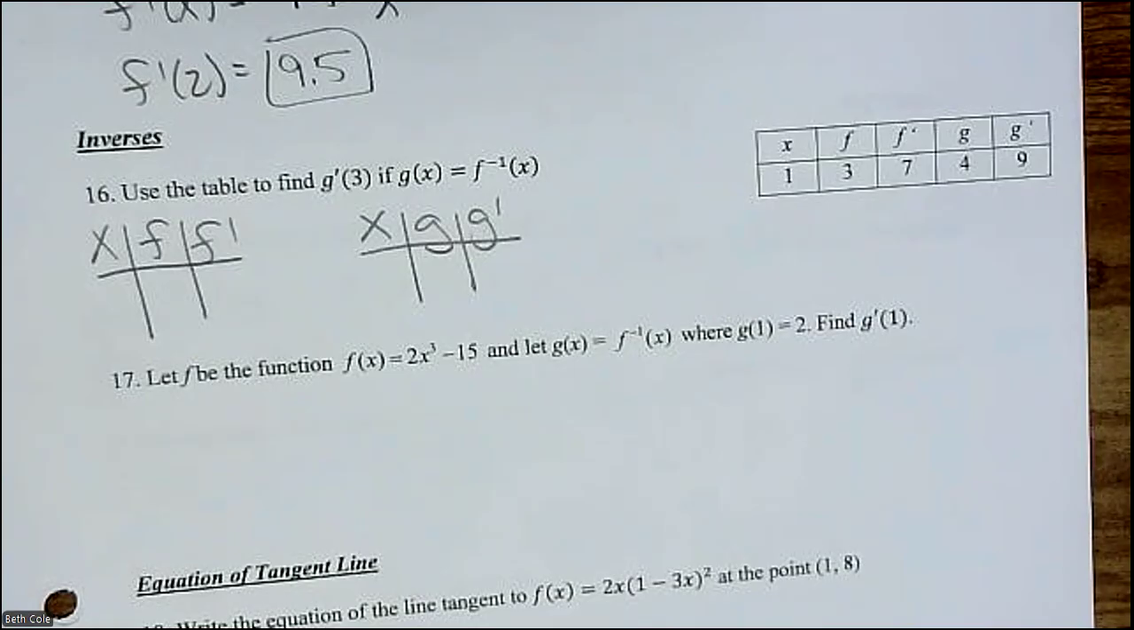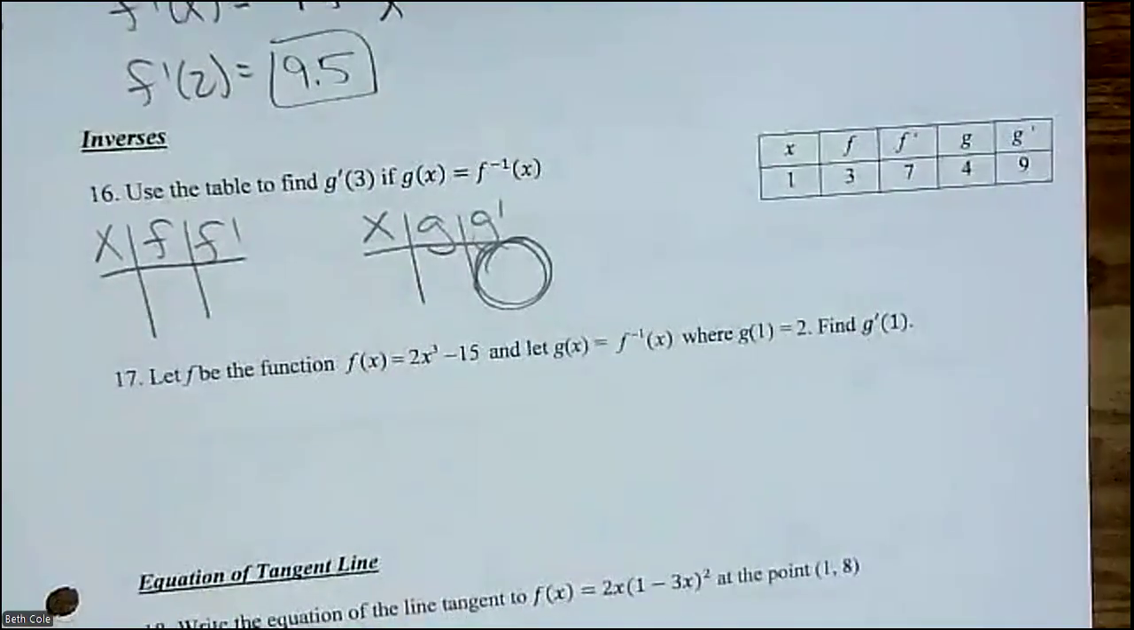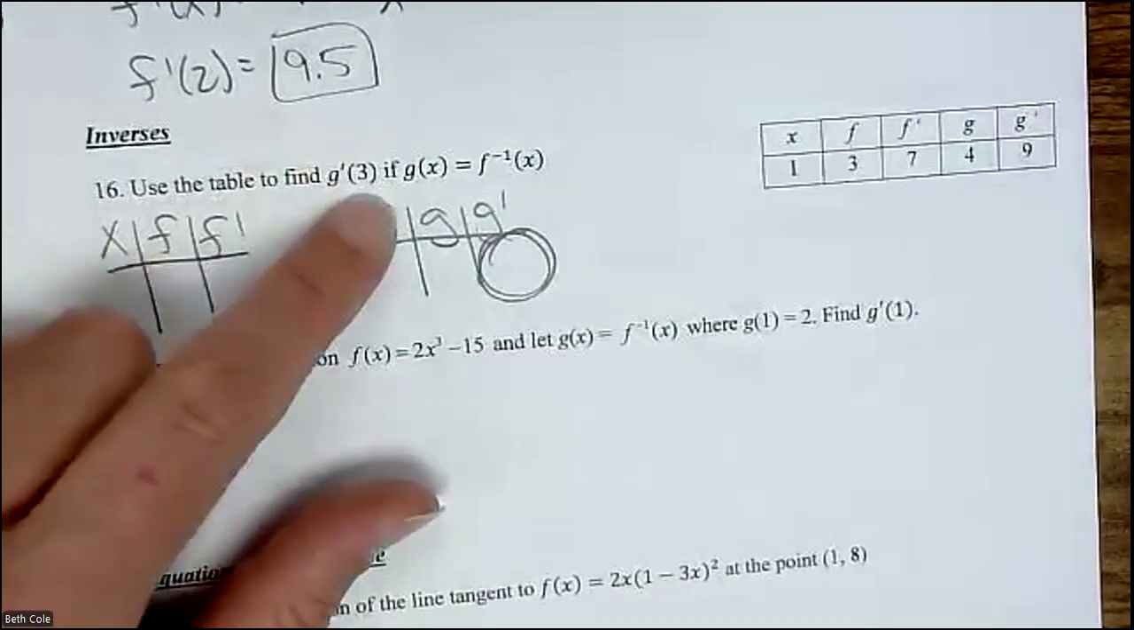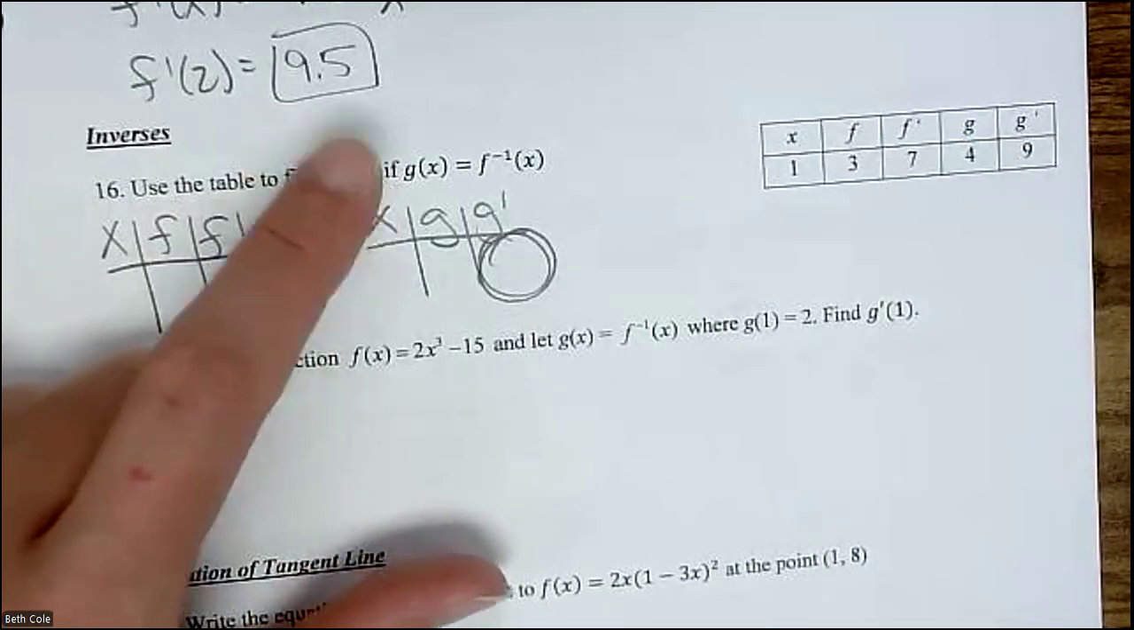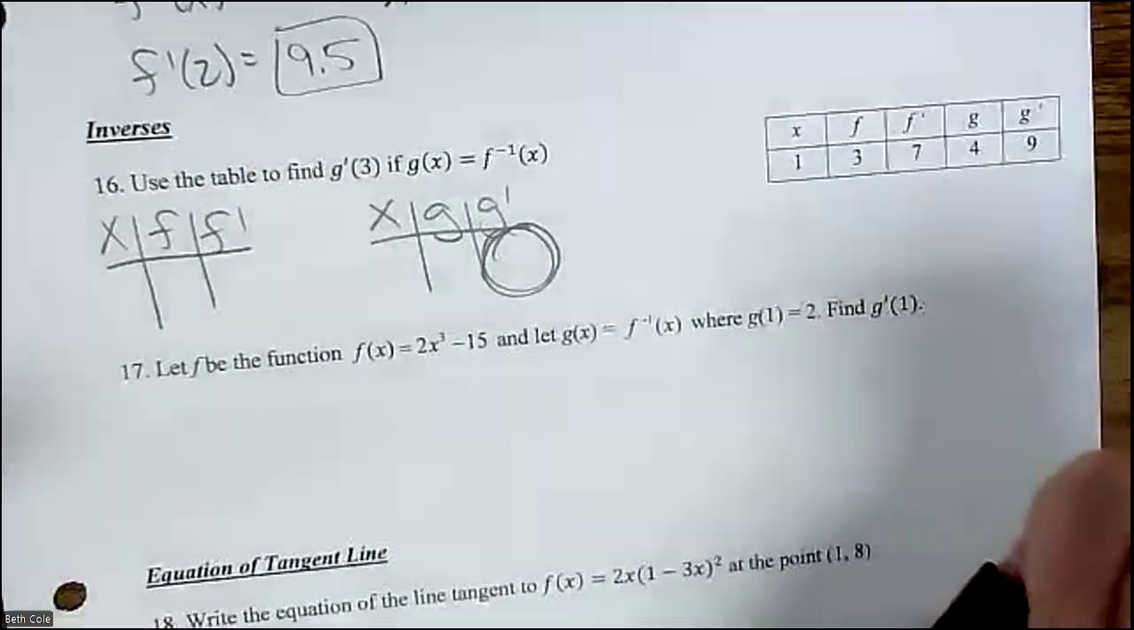So then you kind of just scavenger hunt this until you get your answer. Whatever lands here is your answer. And it says find G prime of 3. So where do I want to put 3? In X for which one?